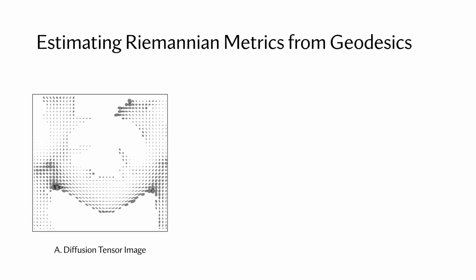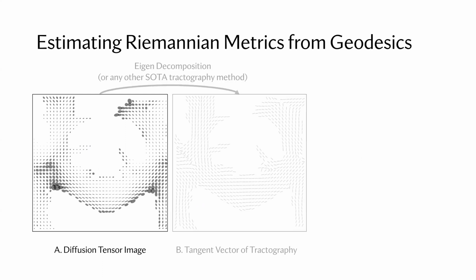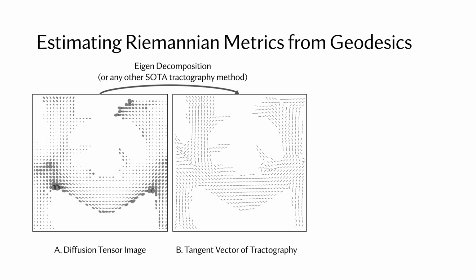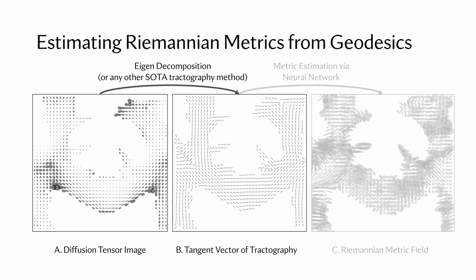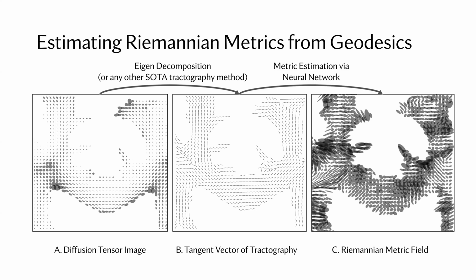So here comes the bigger picture of our work. We first try to get the tangent vector of the tractography from the diffusion tensor image. You can also use any state-of-the-art tractography method to get V. Here, we perform the eigen decomposition of the diffusion tensor to achieve this goal. Once the tangent vector field is given, we enter the stage of metric estimation via the deep neural network.